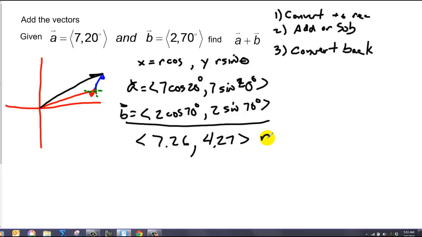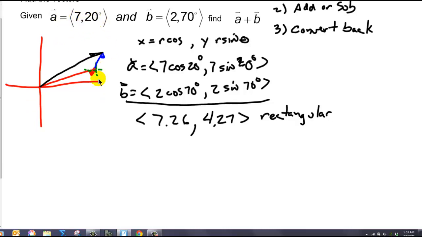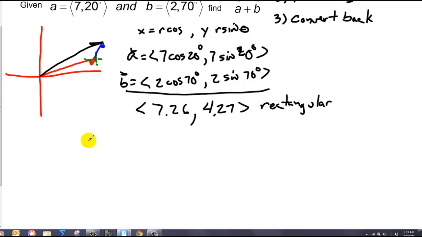Now let's remember, this is in rectangular form or component form. So now I'm going to have to go back and convert, because they're going to want my resultant to be in polar form, or some r followed by theta. And we did that conversion as well. Remember, we had x squared plus y squared is equal to r squared. And we had the arctan of y over x was equal to theta. So let's just go ahead and do that.